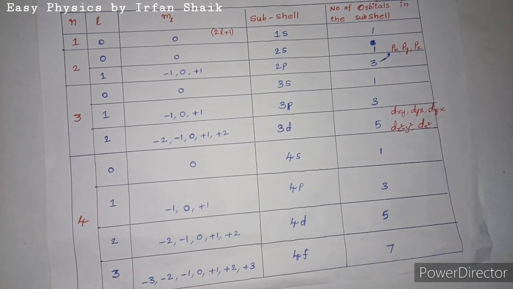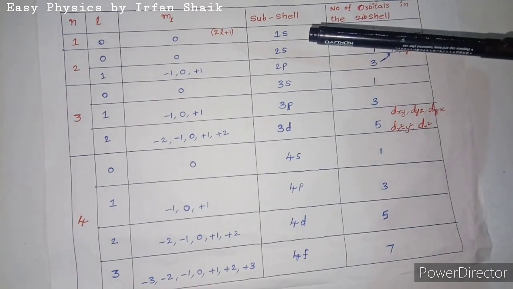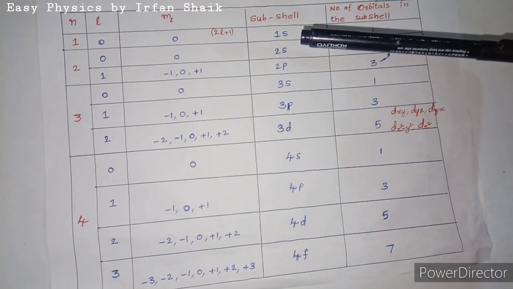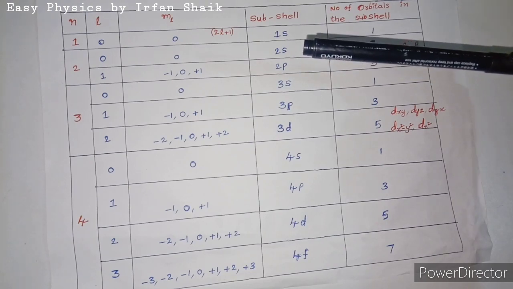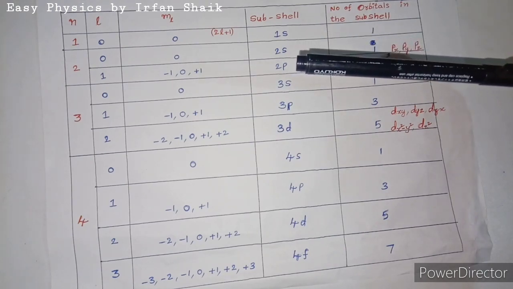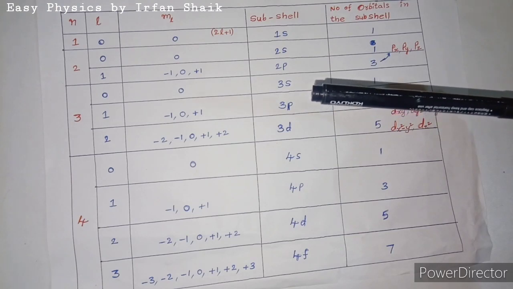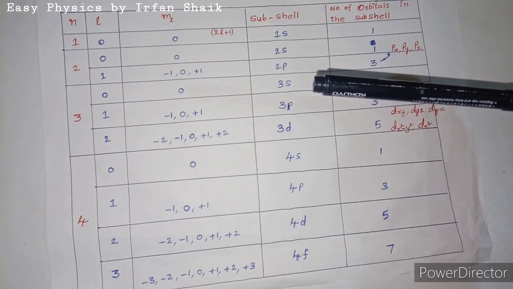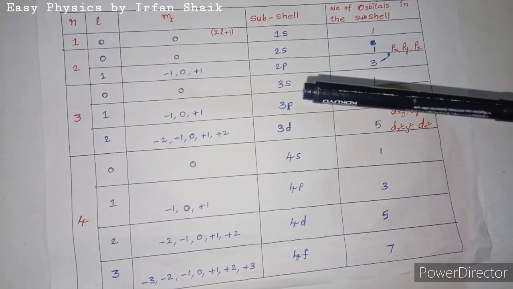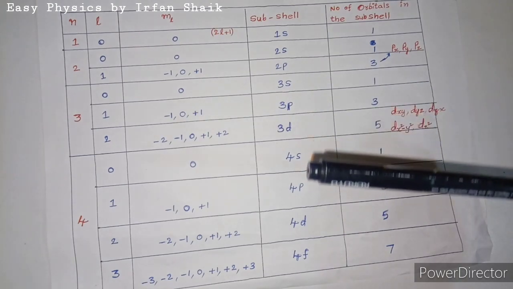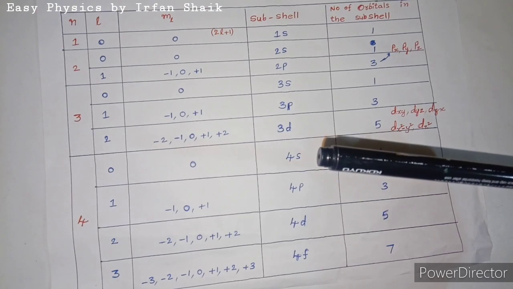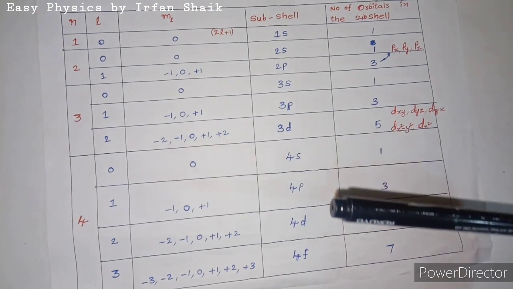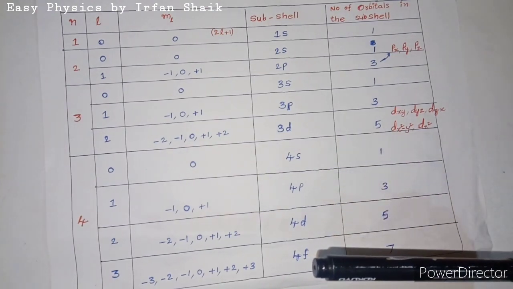So by this, we can finally say that the first shell, that is K shell, contains only one subshell, that is 1s. The second shell, that is L shell, contains two subshells, that is 2s and 2p. And the third shell, that is M shell, contains three subshells, 3s, 3p and 3d. And the fourth shell, that is N shell, contains four subshells, 4s, 4p, 4d and 4f.